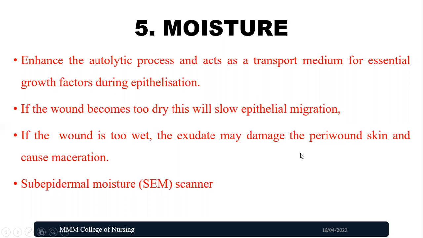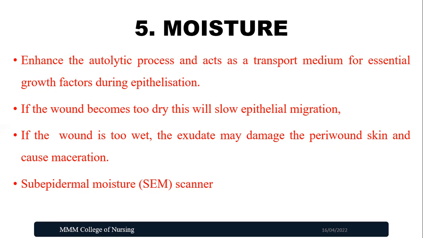If the wound becomes too dry, this will slow epithelial migration. Whereas if the wound is too wet, the exudate may damage the periwound skin and cause maceration, which can be assessed using the subepidermal moisture scanner. It is mainly used to assess the risk of developing pressure ulcers.